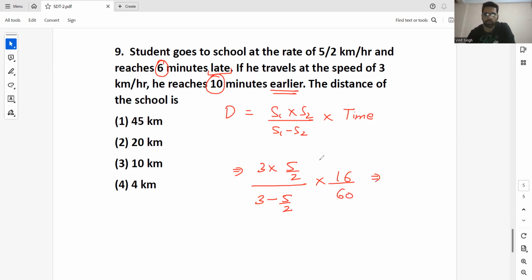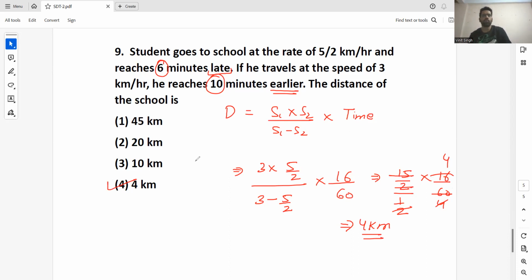So after solving all these terms, we will get 15 by 2 here, 1 by 2 into 16 upon 60. 2 cancels, here is 4, here is 4. You will get 4 kilometers. So the distance between the school and his house is equal to 4 kilometers. Clear? You just remember this formula, and you can easily get your answer.